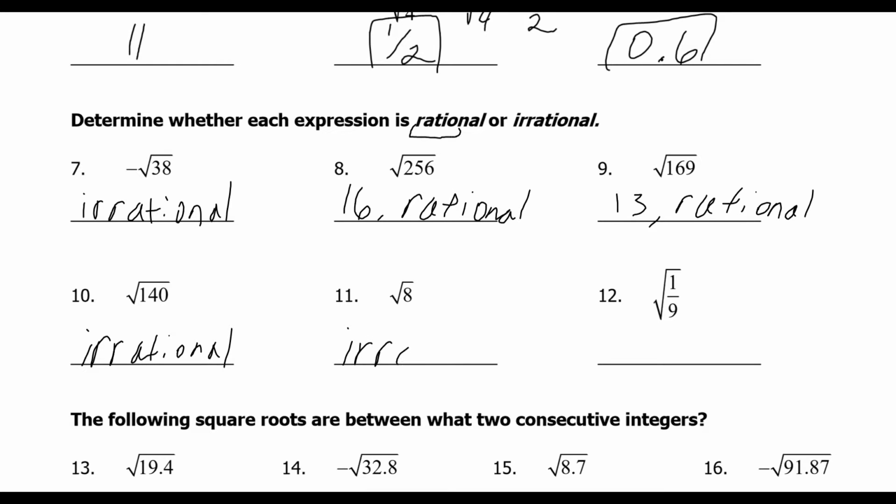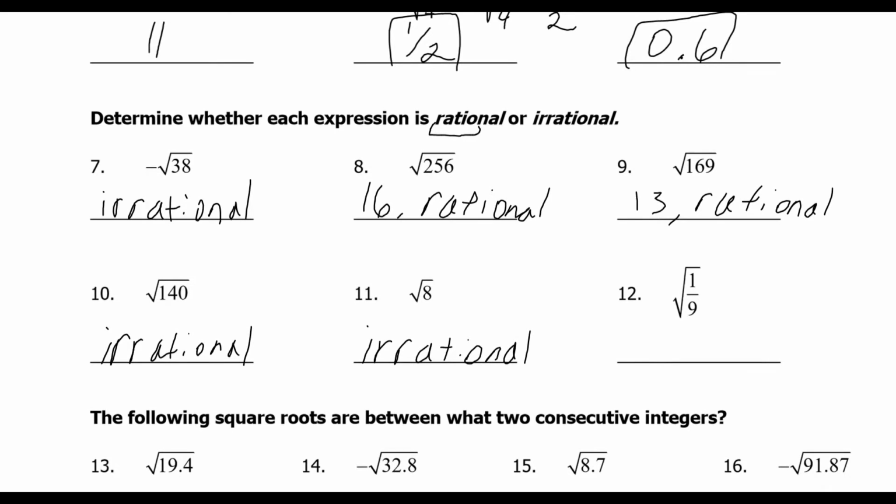You will realize that it is irrational very fast. Okay, now number 12, we can do the same trick that we did on number 5 up here. Okay, we take the square root of the top and the square root of the bottom, and that's going to be 1/3.